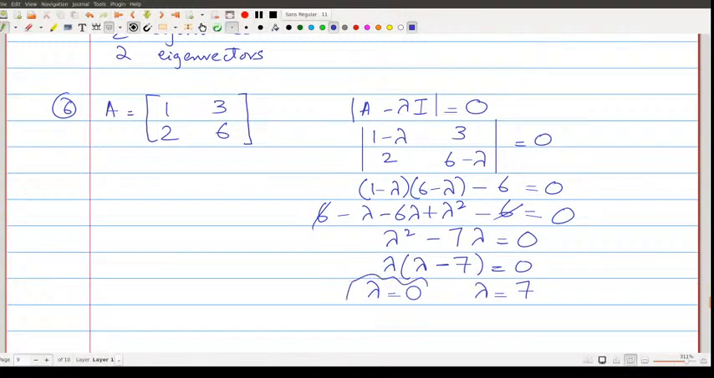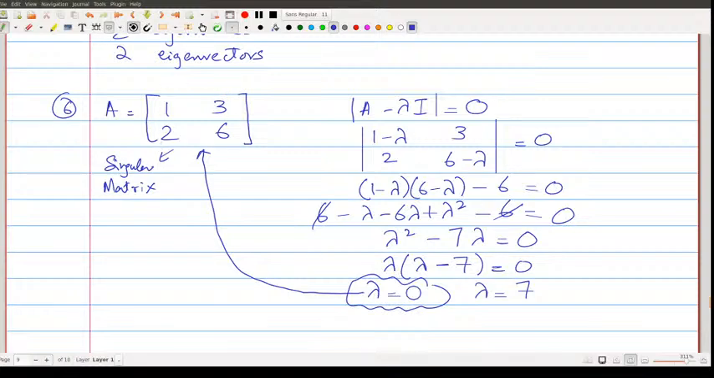Why did I get lambda equals 0? I got lambda equals 0 as my eigenvalue because this is a singular matrix. The reason I know immediately that this is a singular matrix: notice the rows, this row is twice the first row, or notice the columns, the second column is 3 times the first column.